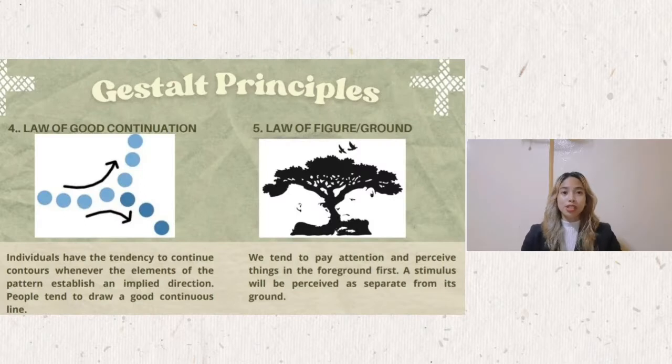The fourth Gestalt principle is the law of good continuation. Individuals have the tendency to continue contours whenever the elements of the pattern establish an implied direction. As you can see in the picture, there are 2 arrows, up and down, so people tend to draw a good continuous line. The fifth principle is the law of figure or ground. We tend to pay attention to and perceive things in the foreground first. A stimulus will be perceived as separate from its ground.